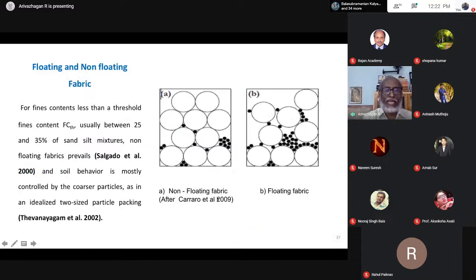So another representation of this: for fine content less than the threshold fine content, FCTH, usually between 25 and 40% in this study. In my study, it is 30 to 40%. This depends upon the location where we get the sample, the reconstituted sample like that. And soil behavior is mostly controlled by the coarser particles, as in the idealized two-size particle spec, that is Thevanayagam et al. 2002.